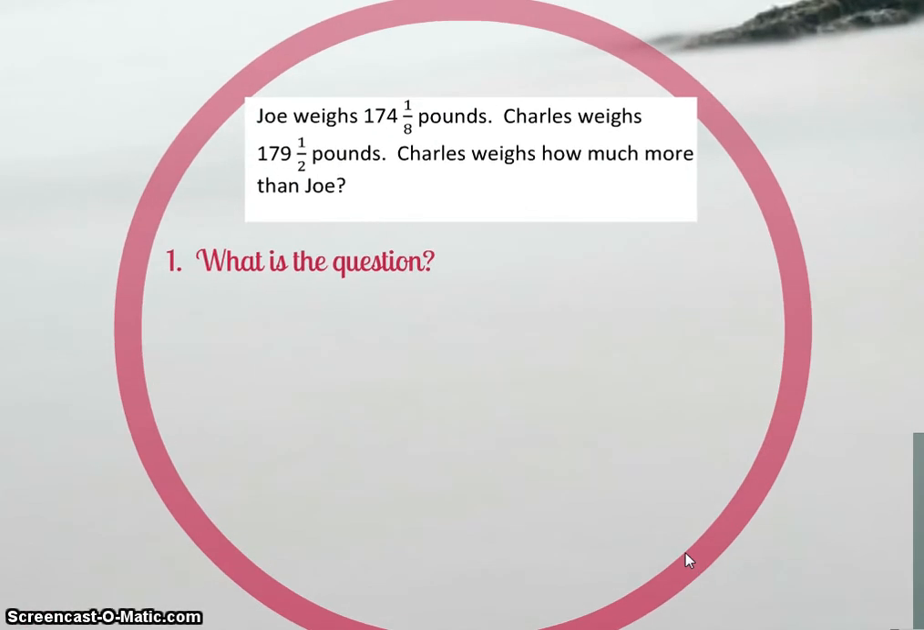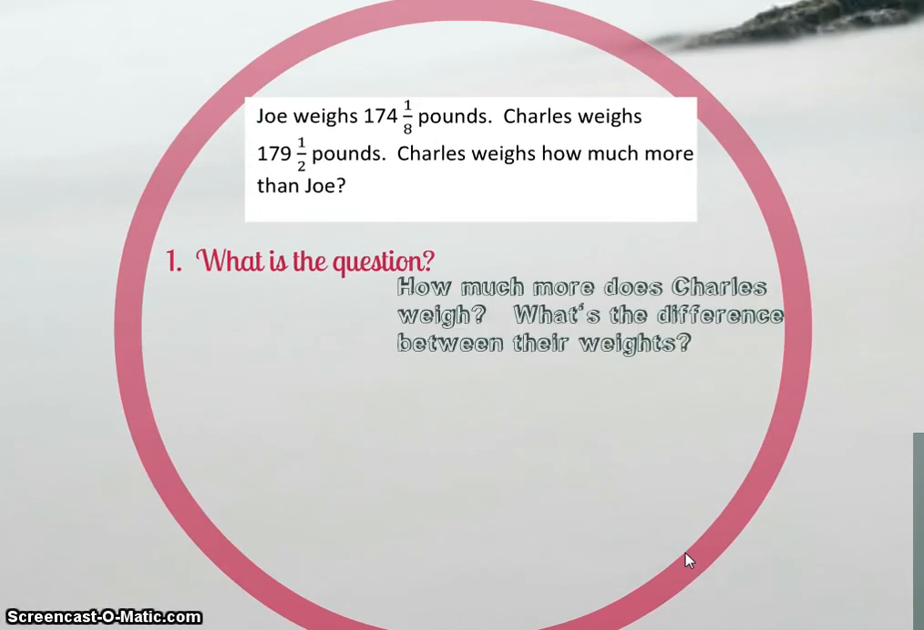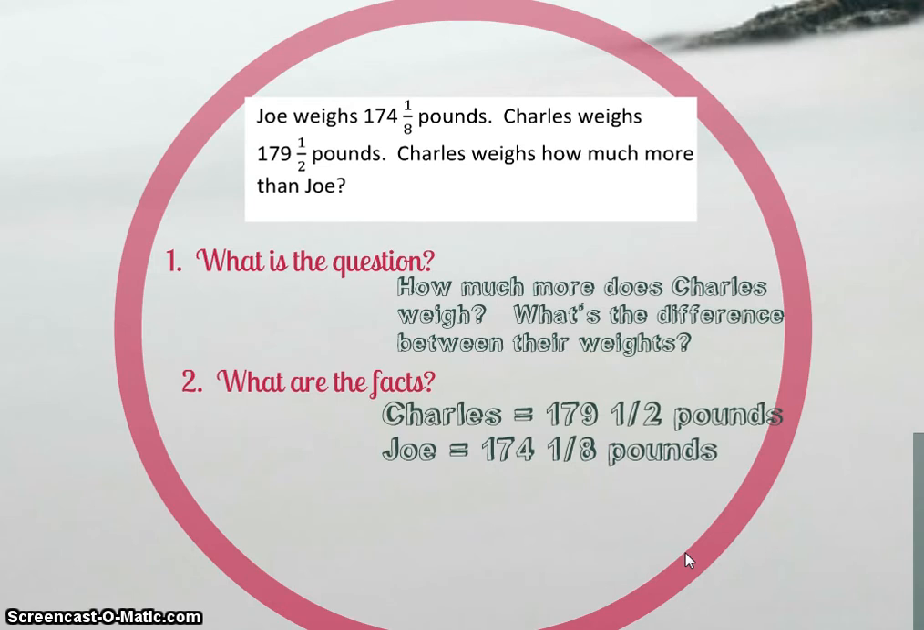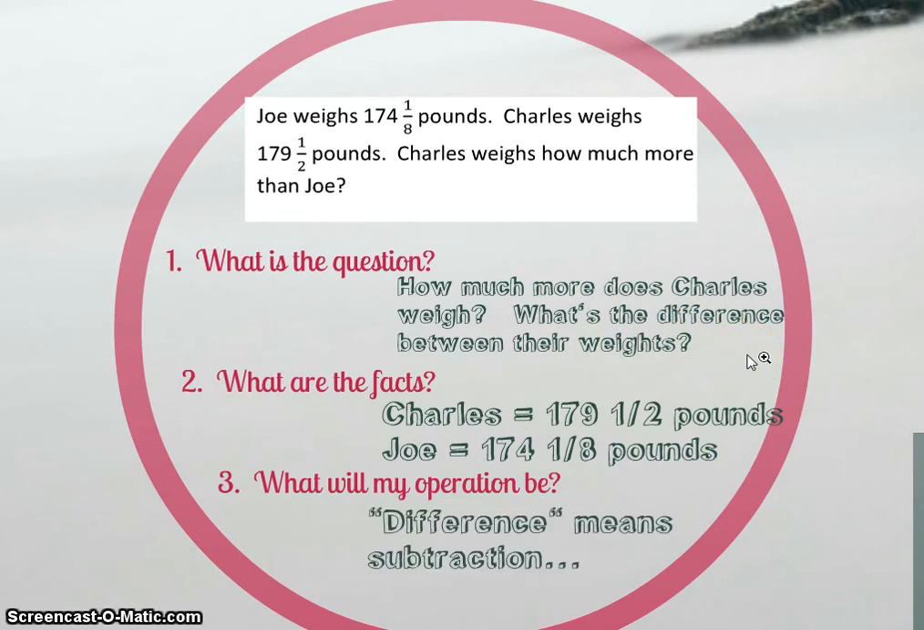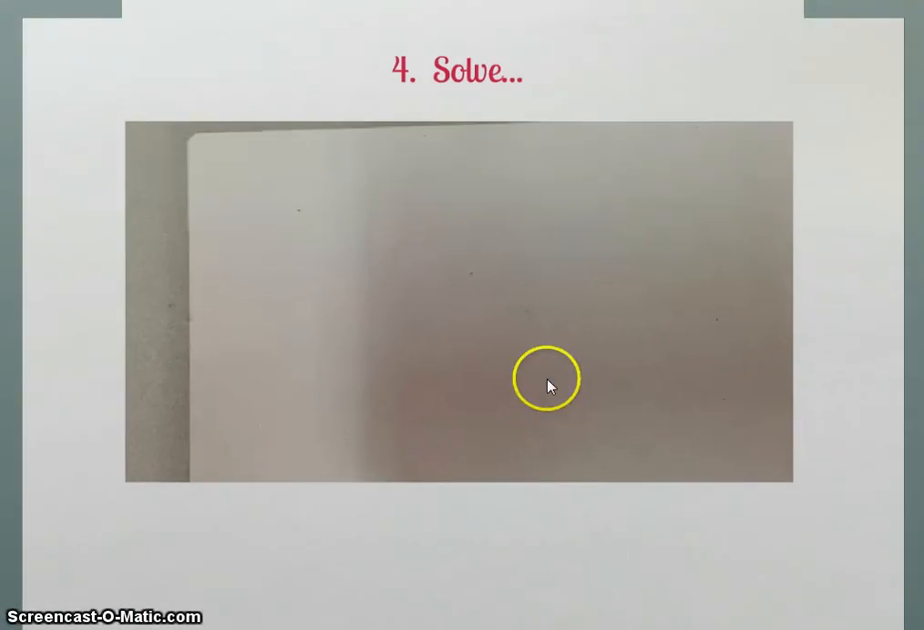Okay, so here we go. What's the question? What they're really asking me is how much more does Charles weigh, right? So I could restate that by saying, what's the difference between their weights? That's the question that I'm being asked. What are the facts they tell me? Well, they tell me Charles is 179 and a half pounds. Joe's 174 and 1/8 pounds. And what will my operation be? Well, it was good that I restated up here because I used the word difference. Difference means subtraction. So I know that I can solve this very easily.